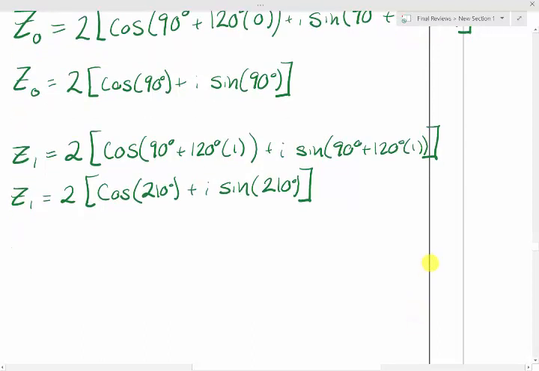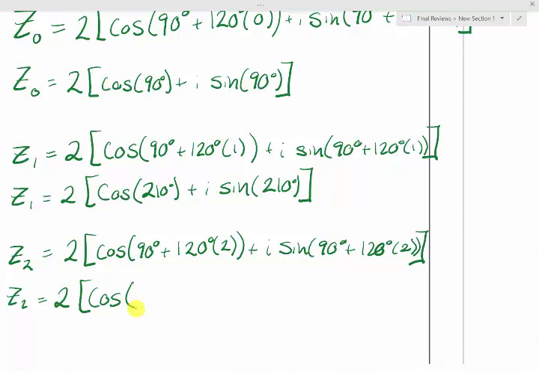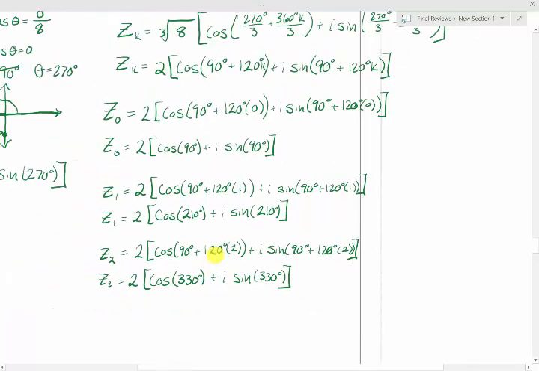So then we can find our last one, z sub 2. And again, we're going to replace all those k's in our z sub k with the number 2. And then we get to simplify. So 120 degrees times 2 is 240 degrees, and 240 plus 90 is going to give me 330. So 2 times the cosine of 330 degrees plus i times the sine of 330 degrees. And it's important we didn't forget that radius on the outside. So this z sub 0, z sub 1, and z sub 2 are our final answers.